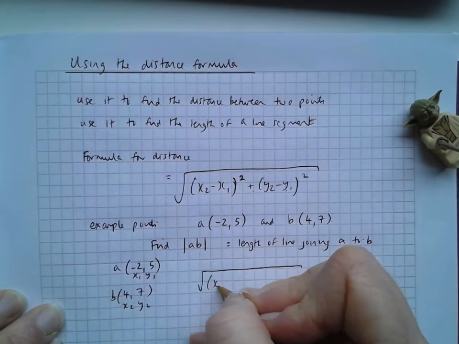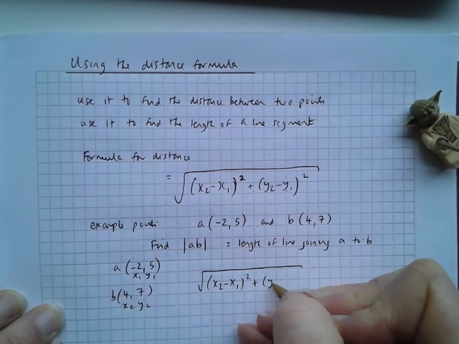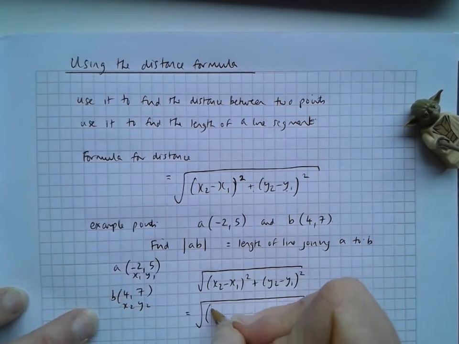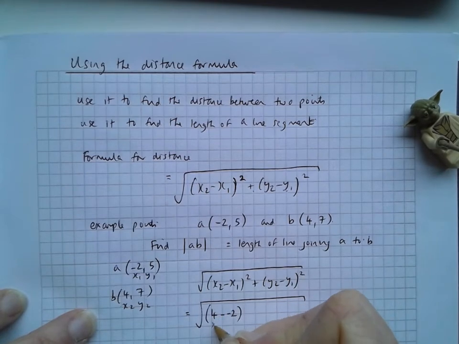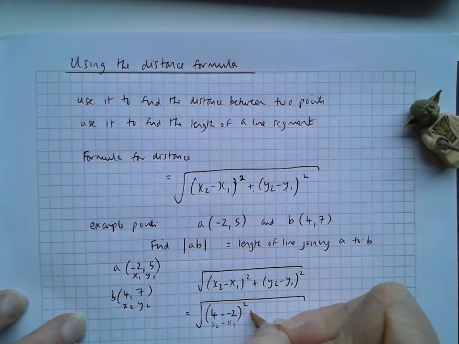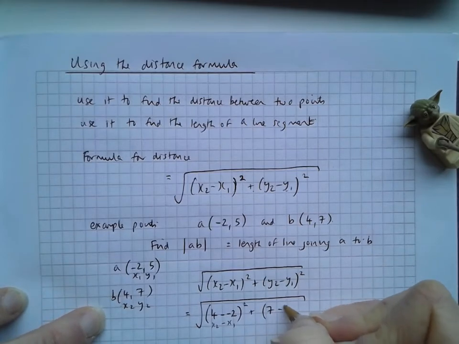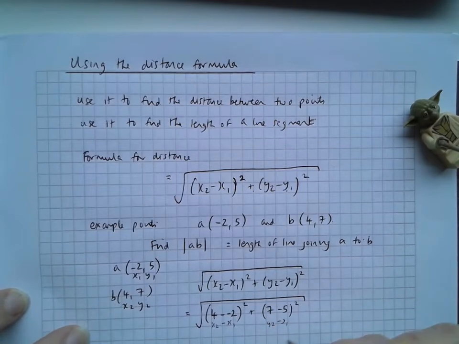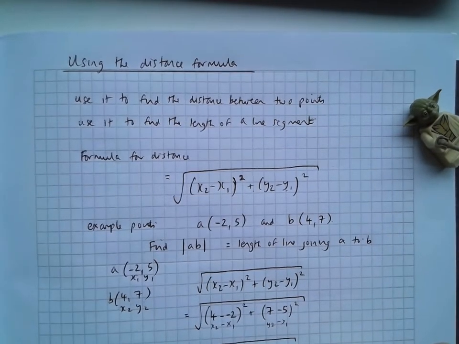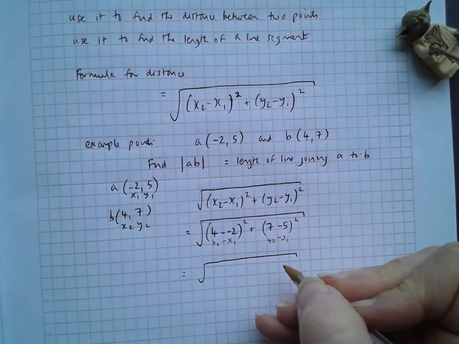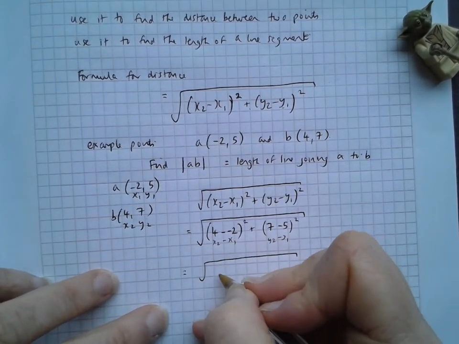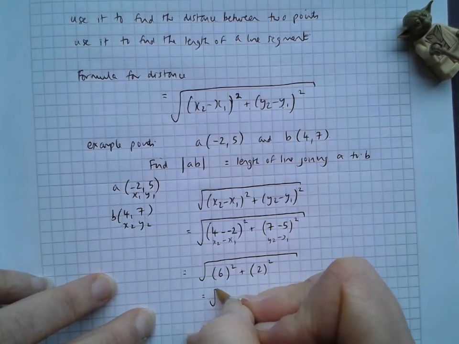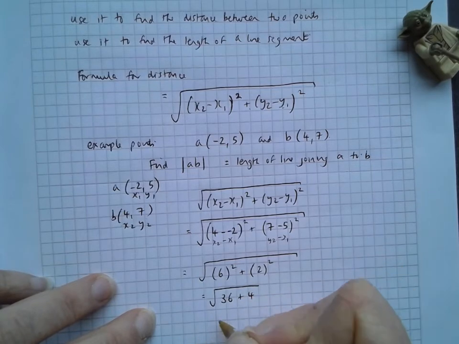So here's my formula. I'm going to write it down, x2 minus x1 squared plus y2 minus y1 squared. So it's going to be the square root of x2, 4 minus 2, x2 minus x1 all squared plus y2, which is 7 minus 5 all squared. So the y2 minus y1. Now just be careful here, you should be doing this in your head anyway, but if you're doing it in your calculator, just take care. 4 minus 2 is 6, so 6 squared plus 7 minus 5 is 2 squared, so it's the square root of 36 plus 4, which is the square root of 40.